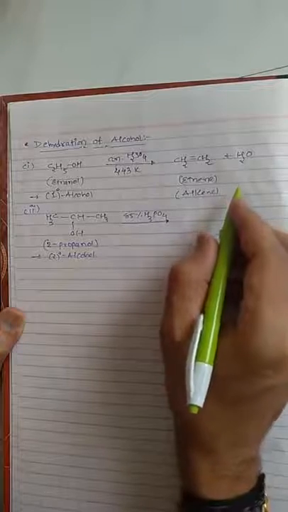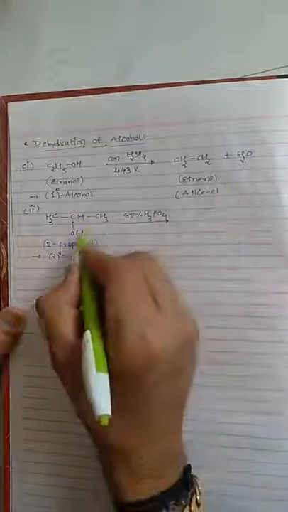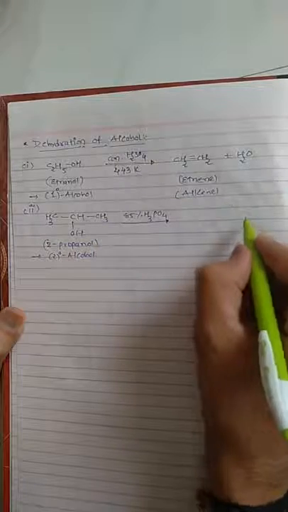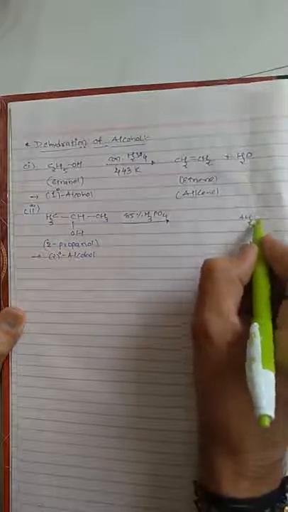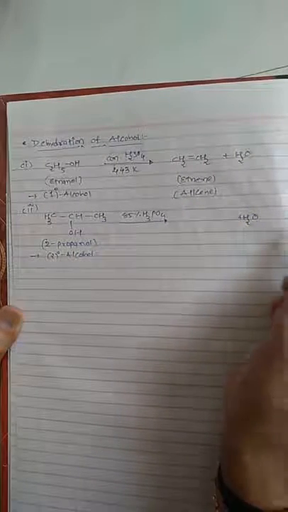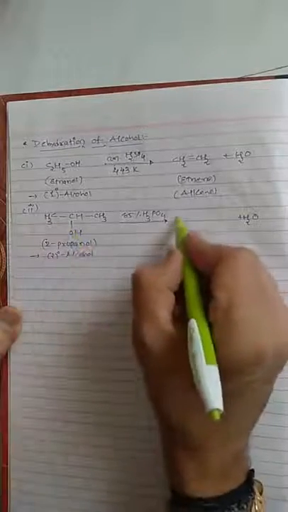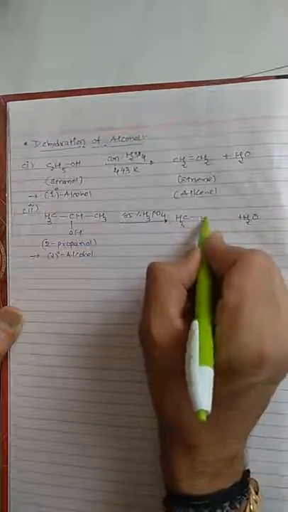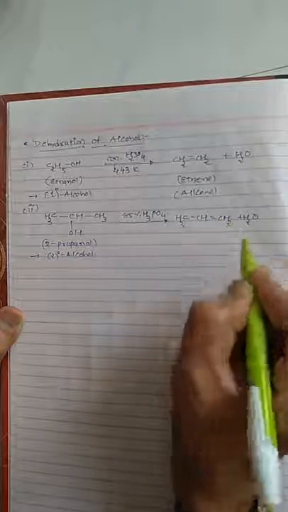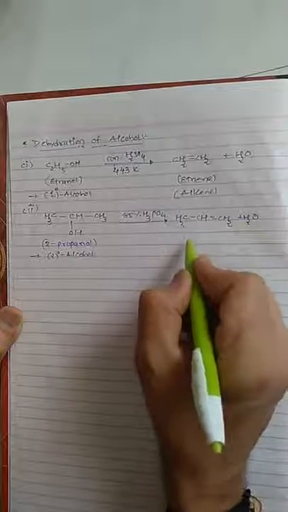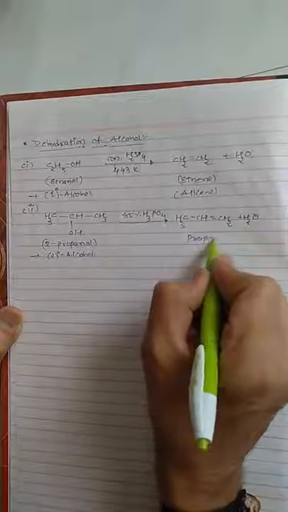So we get the product as an alkene. Here OH from one carbon and H from the other are removed in the form of water. I will write that water is removed from the reaction medium. So what is the product? CH3CH=CH2. This is called propene.